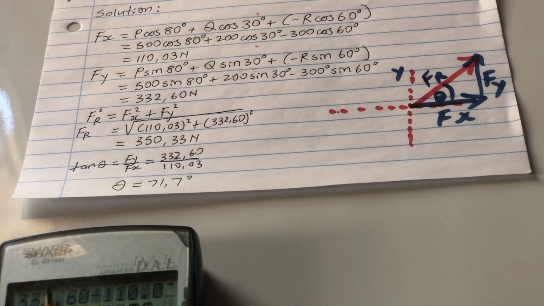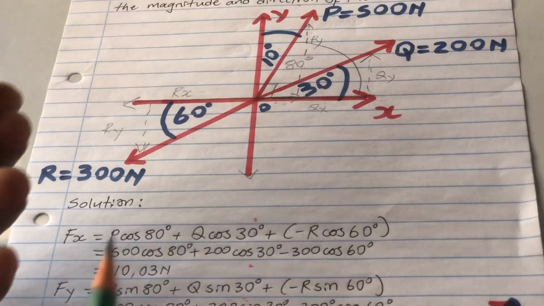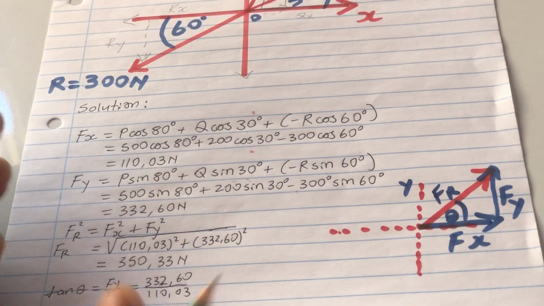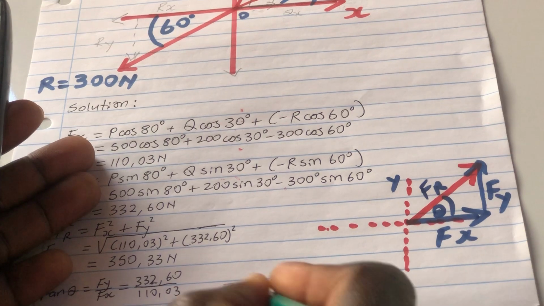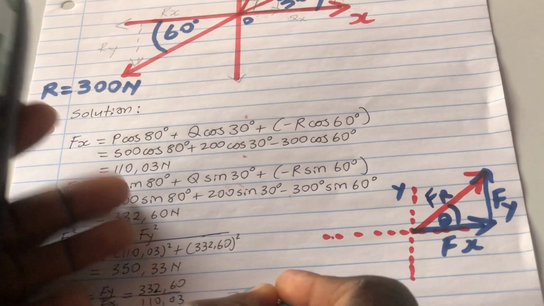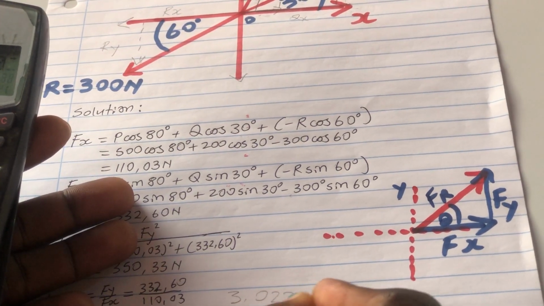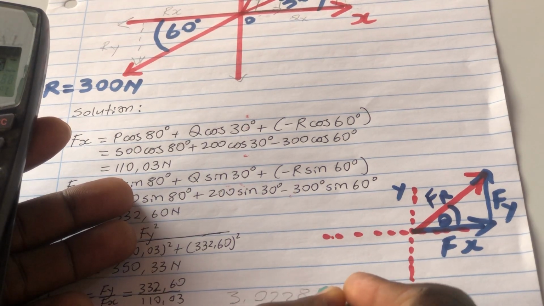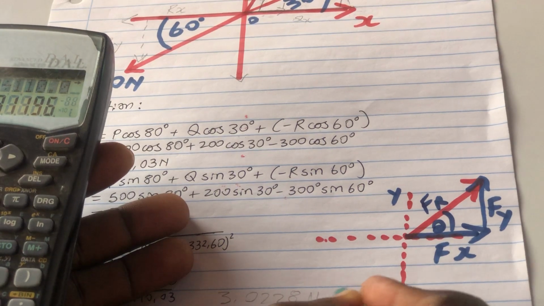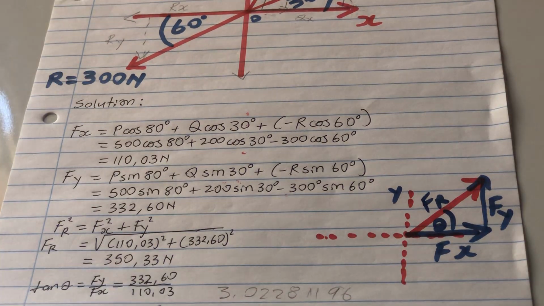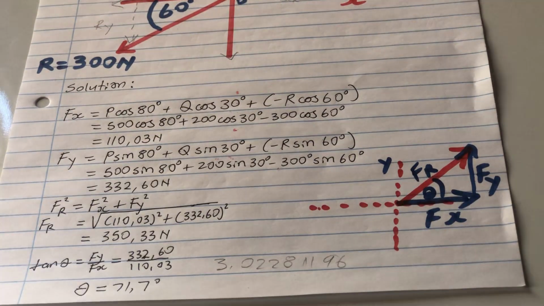You copy the whole number down. Do not be lazy. Let me copy it here. It's 3.02281196. This is the number that I got here.